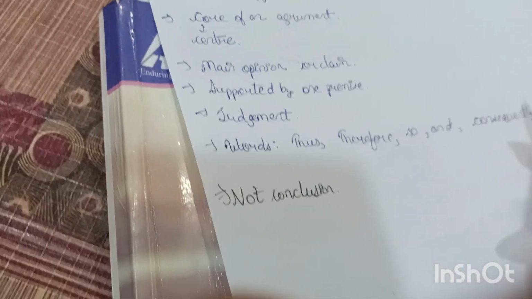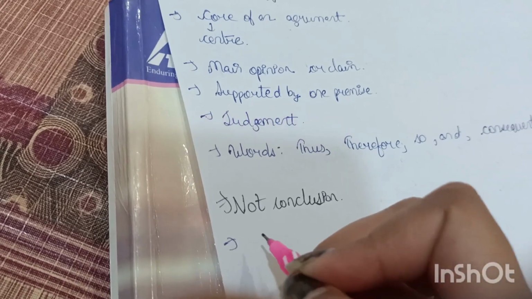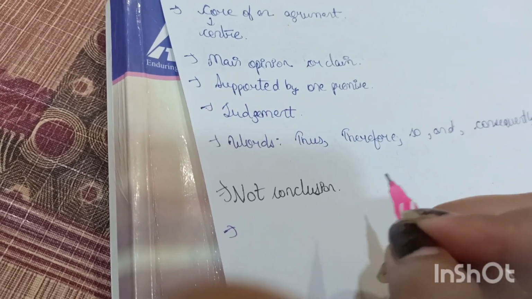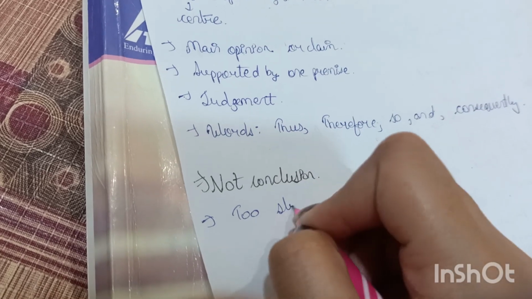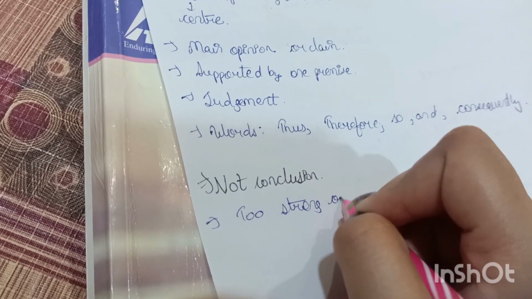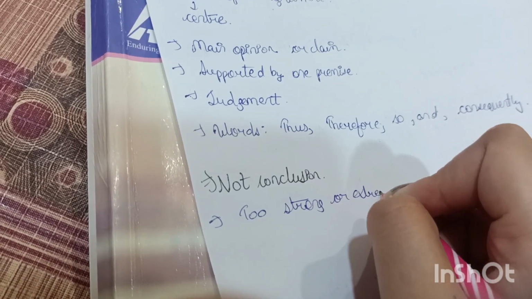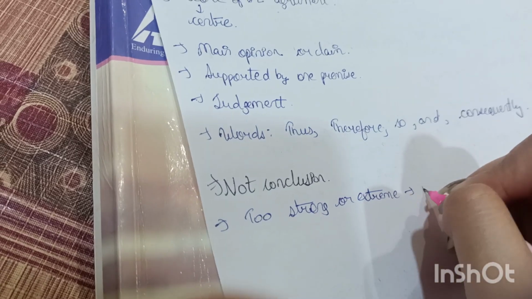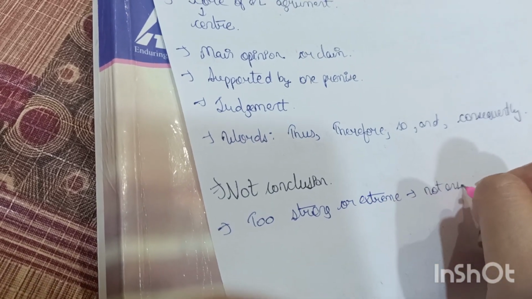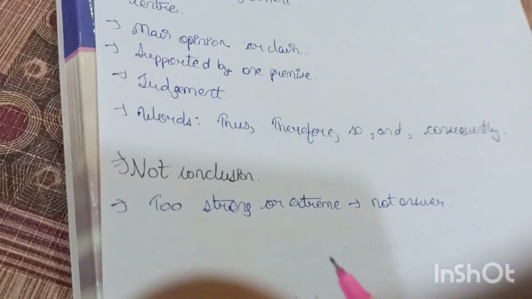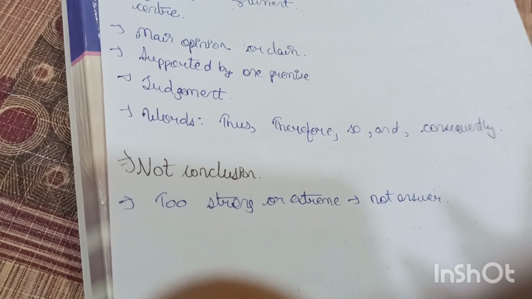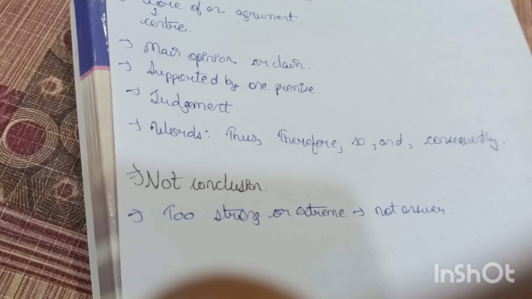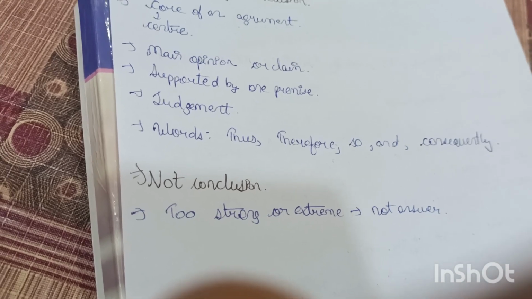So now let's see what are some points through which you can say that this is not the conclusion of the passage. So you can see that is too strong or extreme. So this cannot be your answer. So you can see that if the statement is too extreme, or you can see that it is going beyond the passage, so that statement will not be the conclusion of the passage.